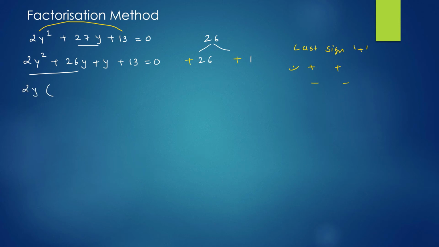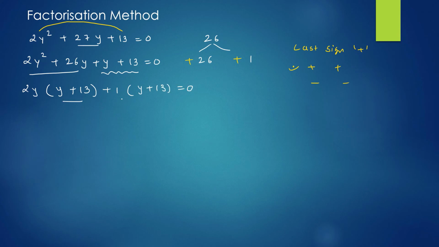Again, 2 is already taken outside. Here y is 2 times, and we already wrote y 1 time. So the remaining part will be y plus, as 2 13s are 26, we will write 13. Y we already wrote outside, so we will close the bracket. From this second term, y and 13, nothing is common. If nothing is common, then we will take 1 as common. Okay, so again the bracket will be y plus 13 equal to 0.